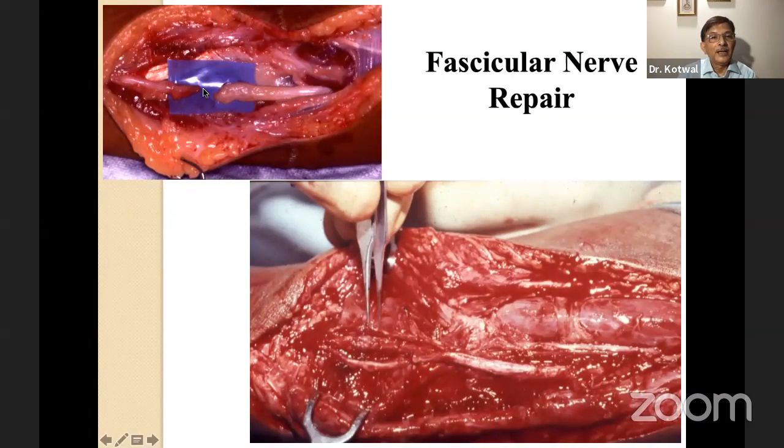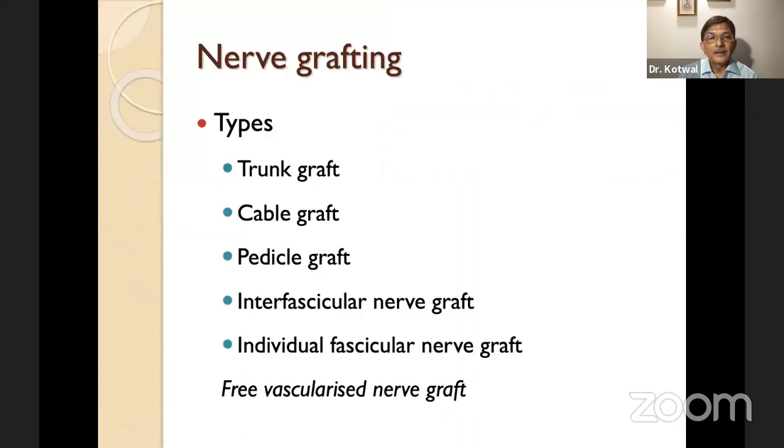That means the neuroma is excised and the fascicles are separated. So there are 3 fascicles separated here, 1, 2, and 3. And then you will use a nerve graft to bridge the nerve cut ends. So what are the types of nerve grafting that you can do?